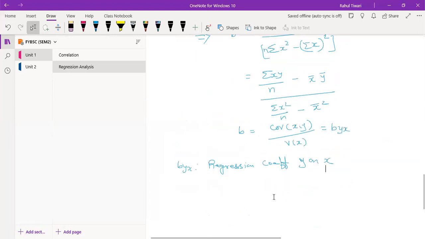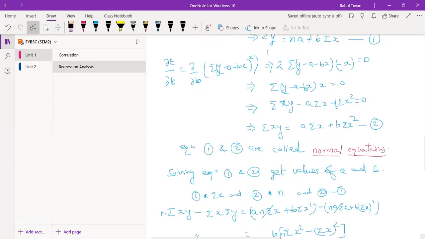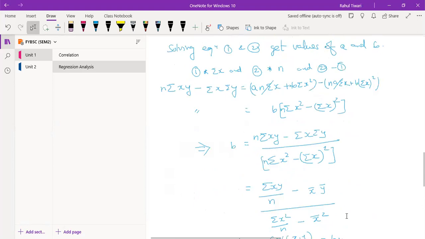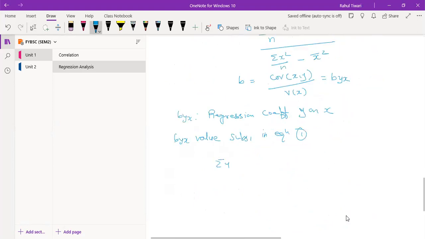Okay. So once you know the value of b, substitute the b_yx value in equation 1. So what is equation 1 we have? It was summation y equals n a plus b times summation of x. So you will get summation y equals n a plus b ka value. What is your b ka value? b_yx into summation of x. Okay.